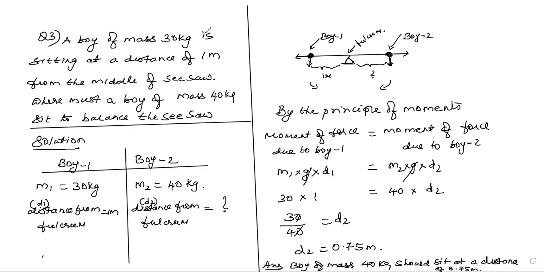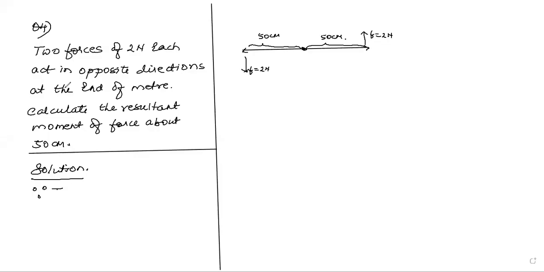That is question number 4. We go to question number 4, children. Two forces of 2 Newton each act in opposite direction at the end of the meter scale. Now what they are saying, children, is to calculate the resultant moment of force about 50 centimeters.